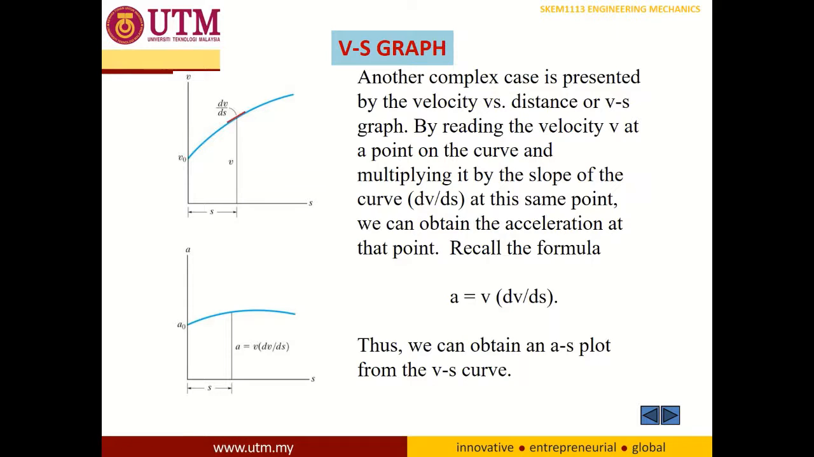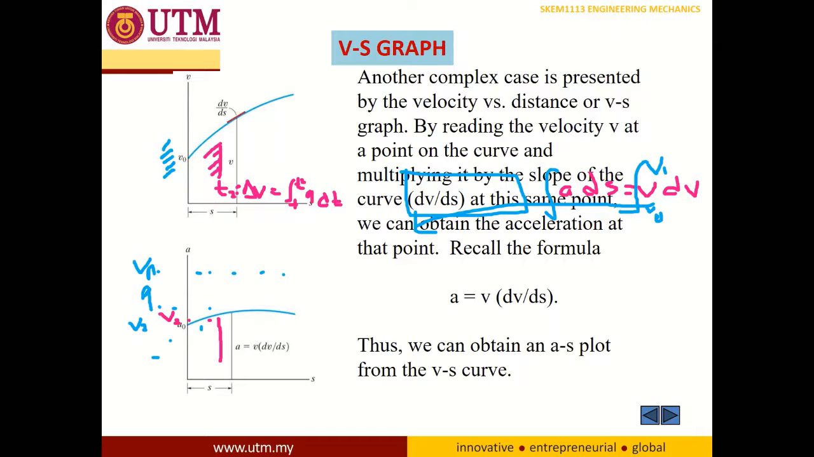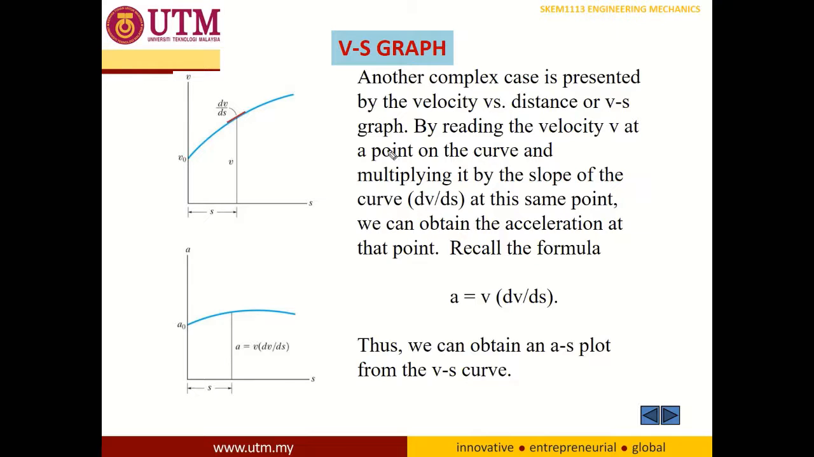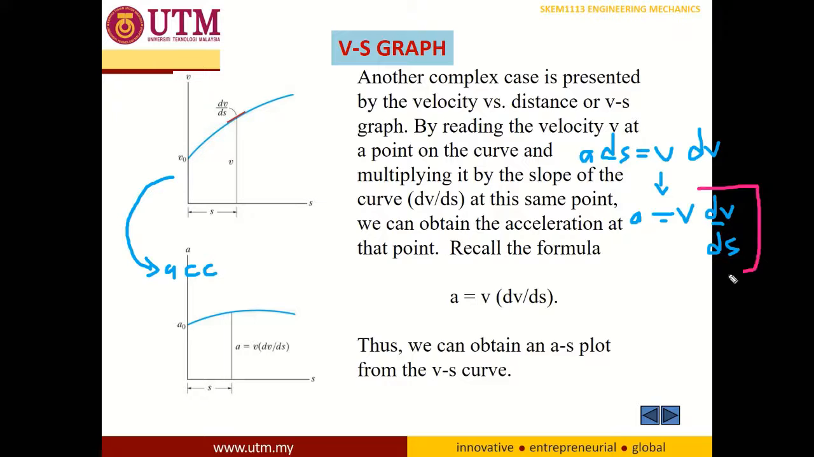Then further, if we have a v-s curve or v-s graph, which is speed over position, then we can find the acceleration. We refer back to the equation that we have, a ds equals v dv. Then from this equation we manipulate it, it becomes v dv over ds. Actually this part, dv over ds, is the slope, which is this slope.